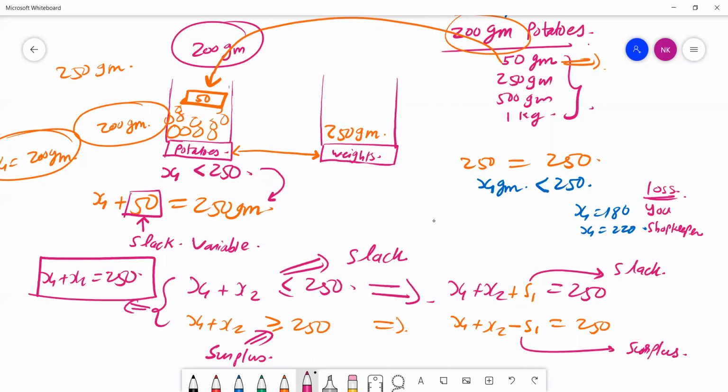So anybody having any doubt in this particular understanding? Anybody having any doubt in understanding this slack or surplus variable or what I was trying to say using this particular example? Those who are having doubt, they can ask the questions.